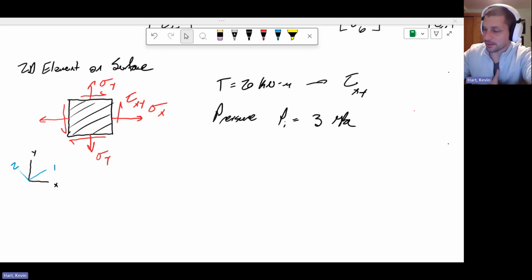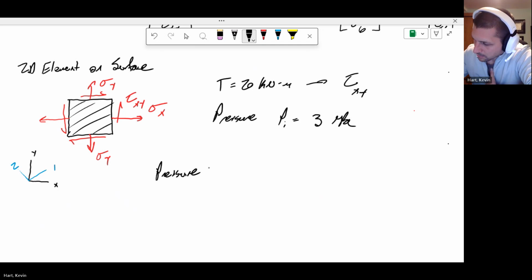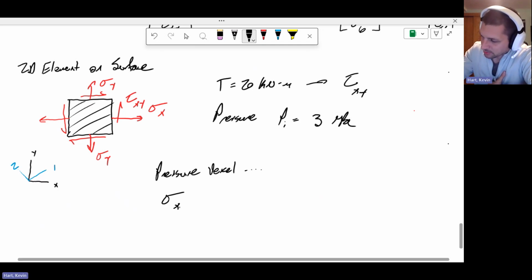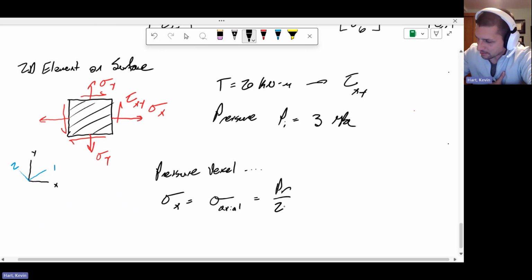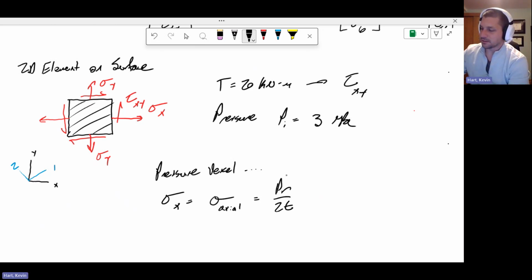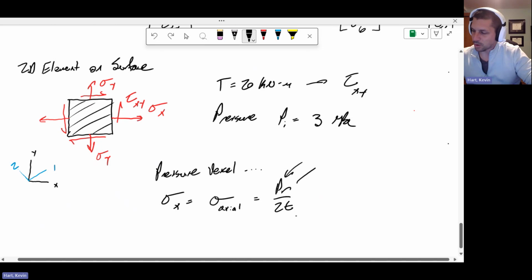I'll remind you that in a pressure vessel we're going to have a stress in the x direction, which is an axial stress. Sometimes you might see it as axial if you're working on pressure vessels. And this looks like capital P R on 2T. Where P is the internal pressure, R is the radius of the tube, and T is the wall thickness of the tube. This is a thin-wall pressure vessel estimate. So the pressure here is 3 MPa.